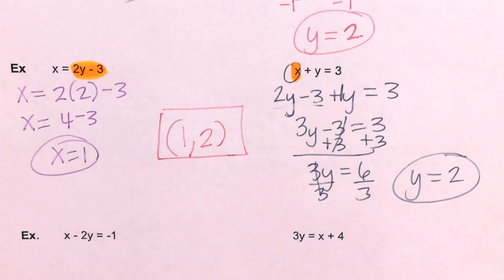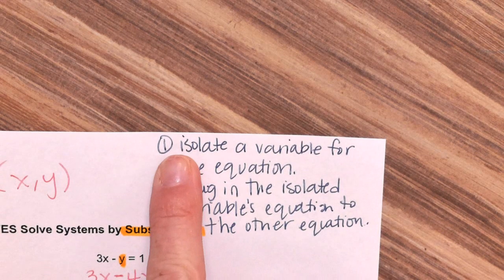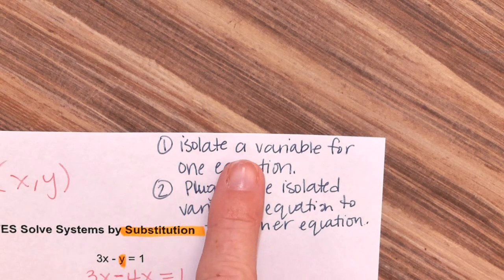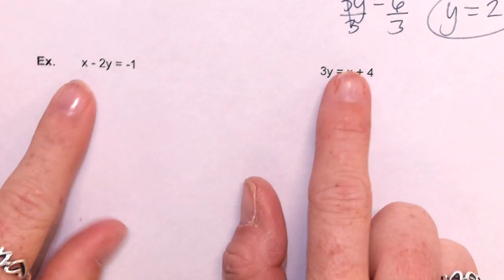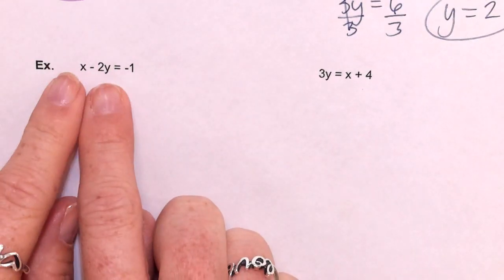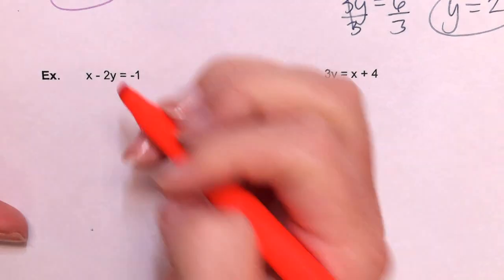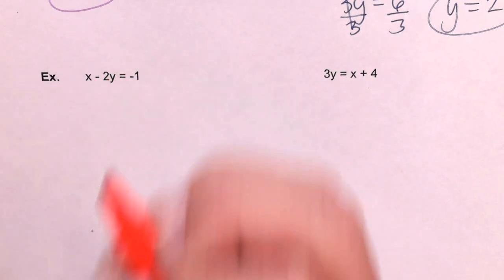Now I want y'all to look at the next example. Are either of the equations isolated for one variable? No. So I am going to have to do step 1. Isolate a variable for one equation. Does it matter which equation you pick? No. I'm going to look at it and pick the easiest one. And they both look easy to me. I'm going to do this one because I can easily get rid of what right here? The 2y. Yes, and have x by itself.